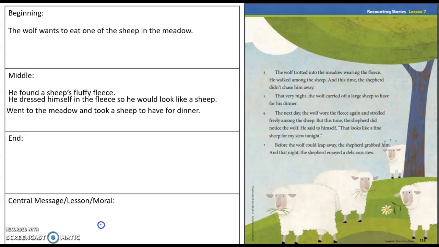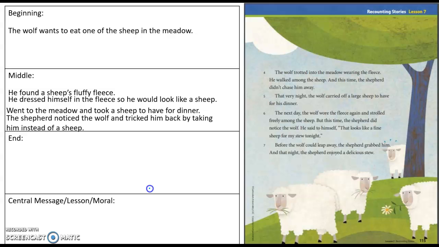The next day, the wolf wore the fleece again and strolled freely among the sheep. But this time the shepherd did notice the wolf. He said to himself, "That looks like a fine sheep for my stew tonight."